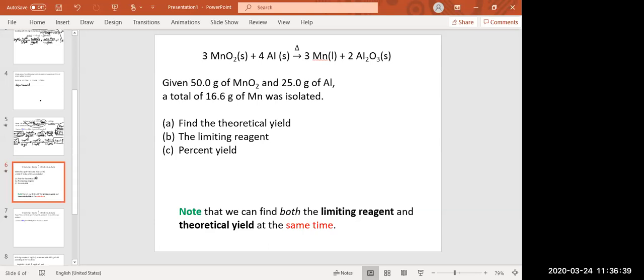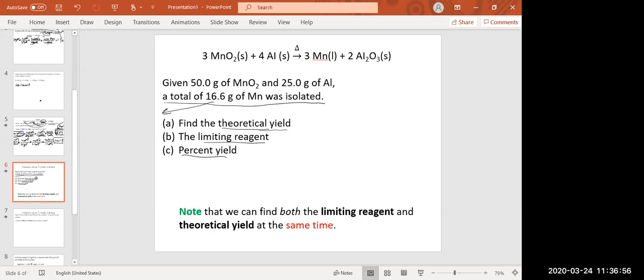So look at here, when you have these questions, here they are asking, for example, for theoretical yield first. We try to find then the limiting reactant, the percent here. Look at here, when you have something like that, a total 16 gram of Mn, for example, of any chemical was isolated.